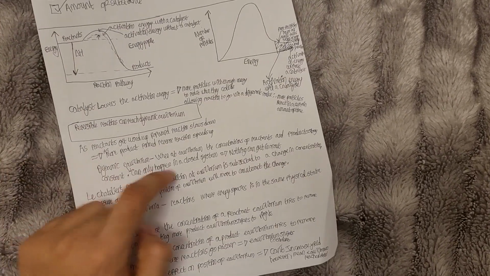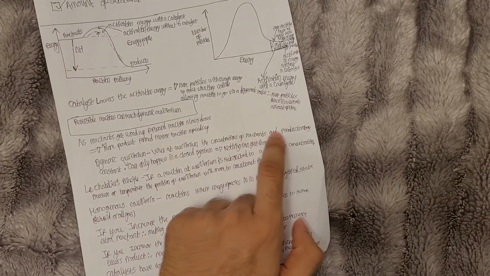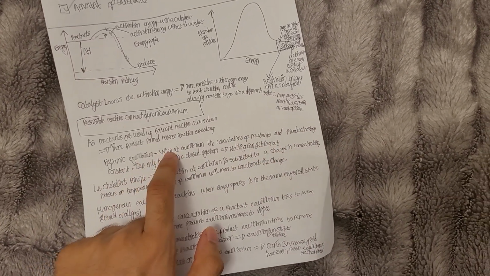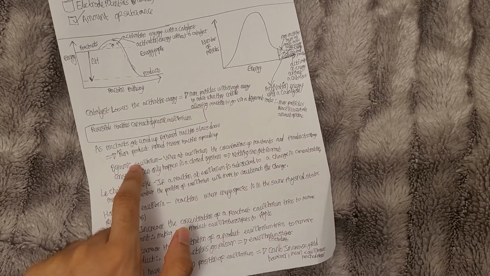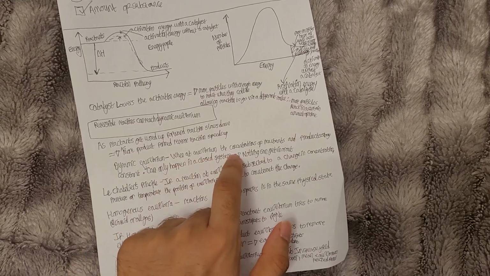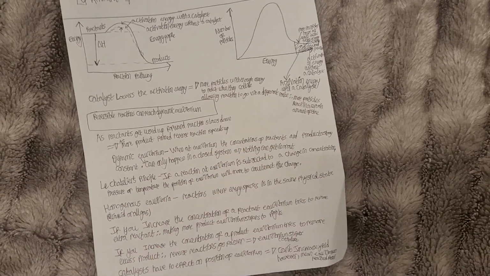Dynamic equilibrium. When at equilibrium, the concentrations of reactants and products stay constant. Dynamic equilibrium can only happen in a closed system, a closed system meaning nothing can get in or out.